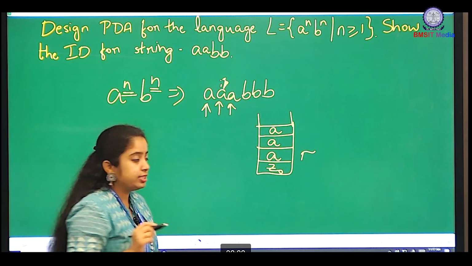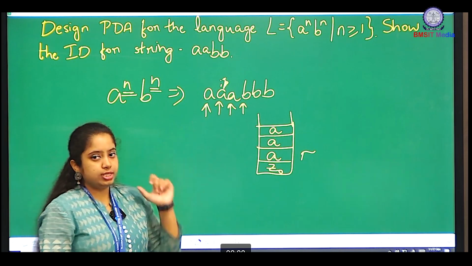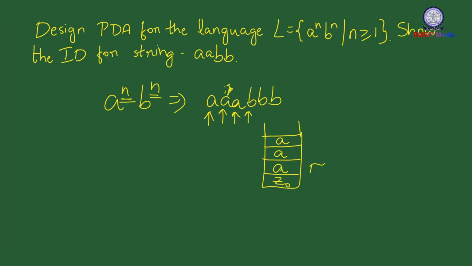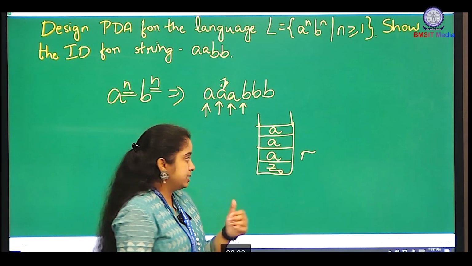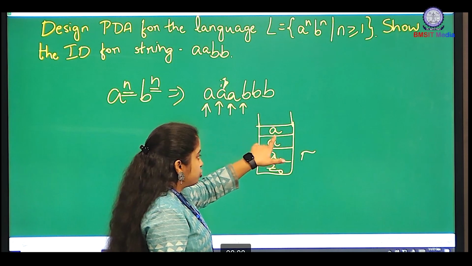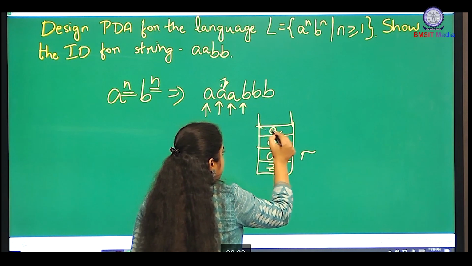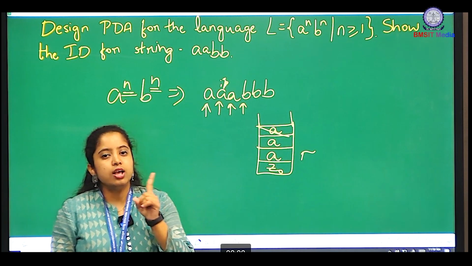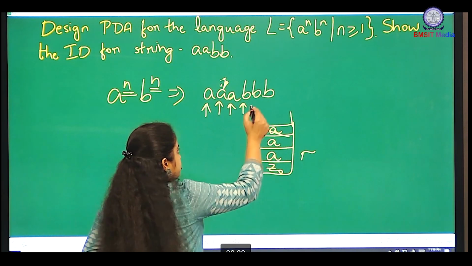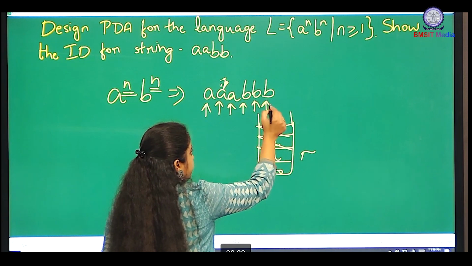Now you start reading B. When you start reading B, you understand that there are no more A's, because it has to be A followed by B. After receiving B, you should not receive any A's. So when you see a B, you should start popping the A's. When you receive the first B, you pop an A, saying that one B is received and one A is popped out. There is one more B, you pop out one more A, and there is one more B, you pop out one more A.